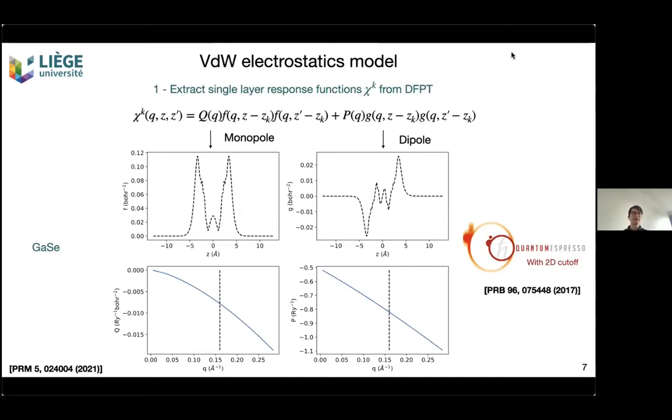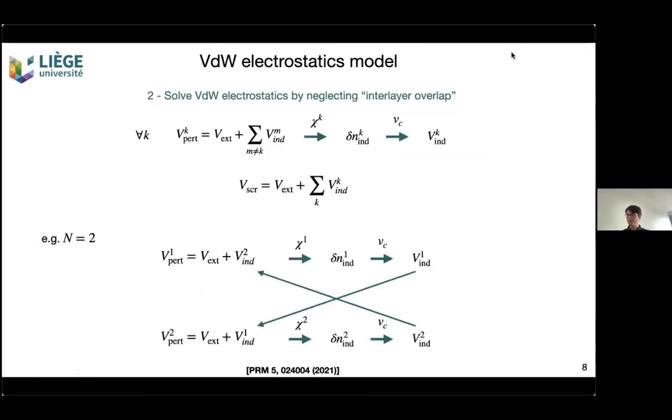And we want to keep all this complexity in our model, because the out-of-plane variation of the fields and the density is important in our model. So this is all encoded into those profile functions for the monopole and dipole here. And then the amplitude of the response as a function of the momentum of the perturbation is mainly captured by those parameters here and here. We do all this with Quantum ESPRESSO with a two-dimensional cutoff of the Coulomb interaction to avoid any interactions between periodic images.